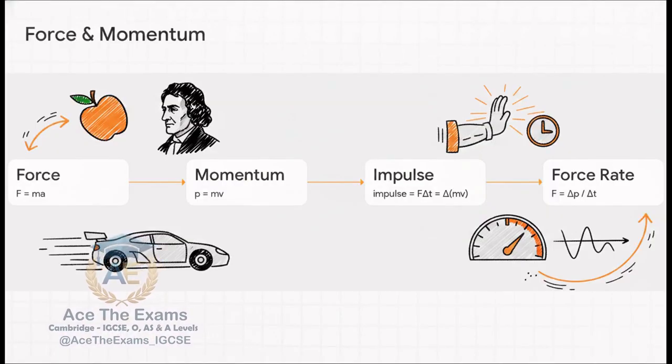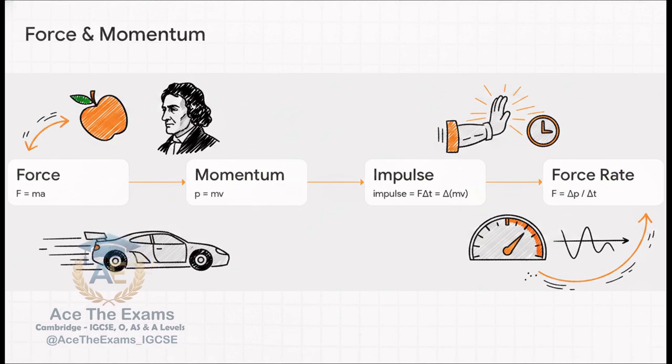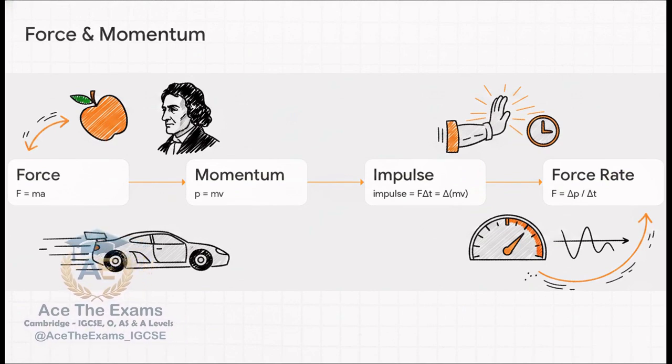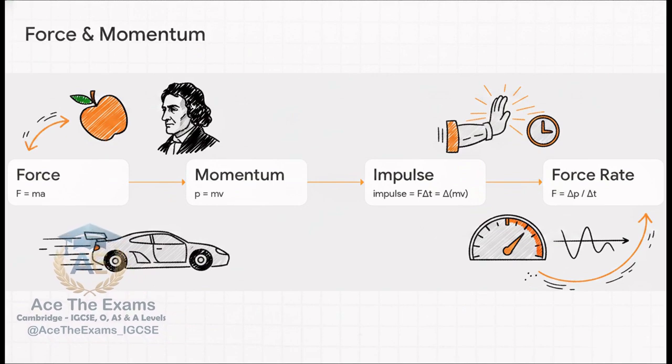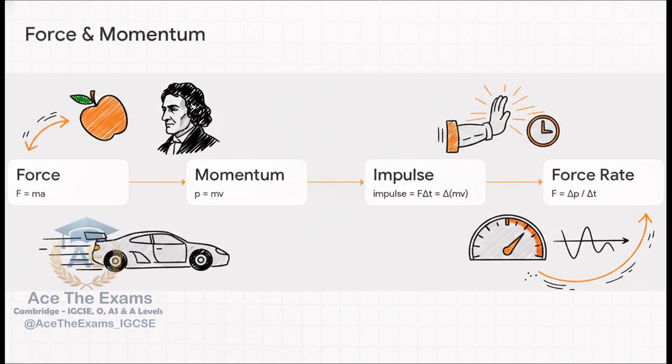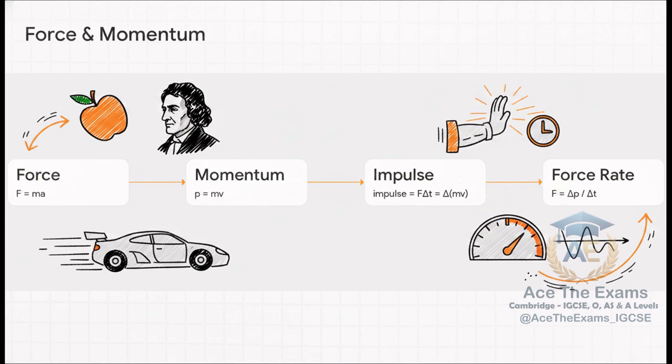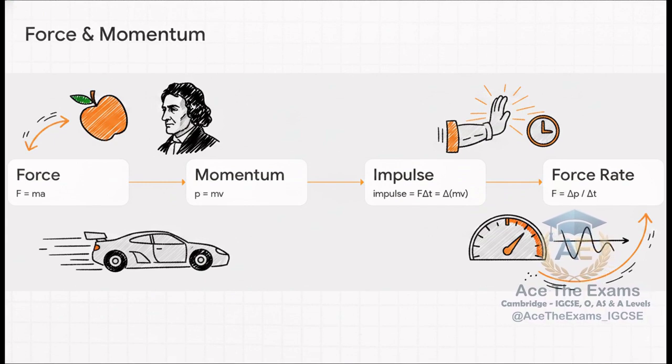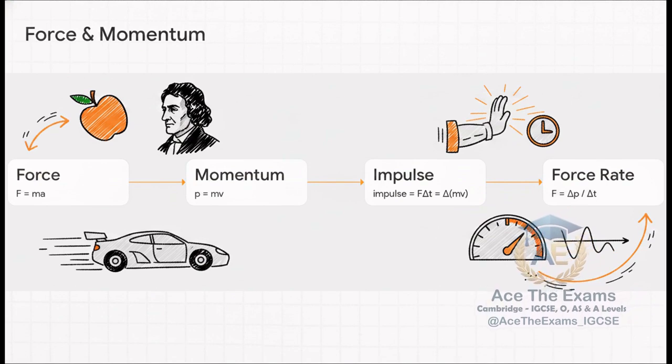Now we are entering strategy territory. Look at how these concepts build sequentially. We start with Newton's classic. Force equals mass times acceleration. Then we calculate moving mass, giving us momentum. Apply a force over a specific time, and you get an impulse, which changes that momentum. Ultimately, this lets us define force as the rate of change in momentum.